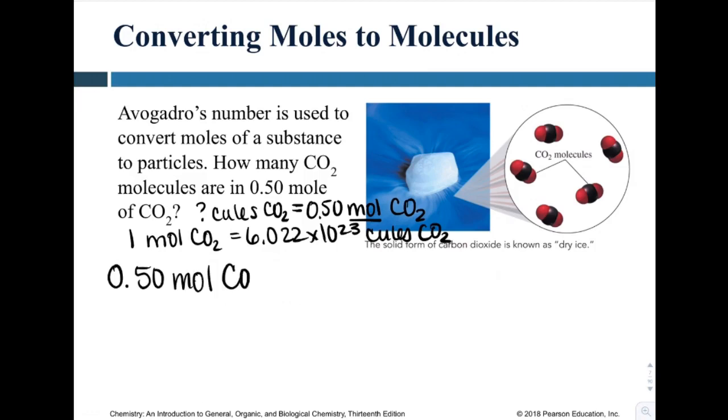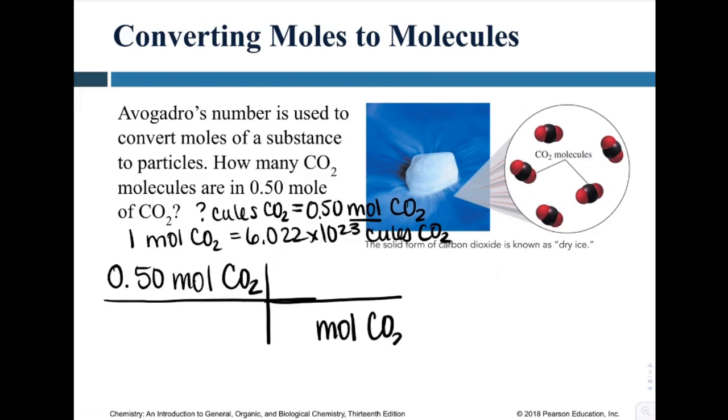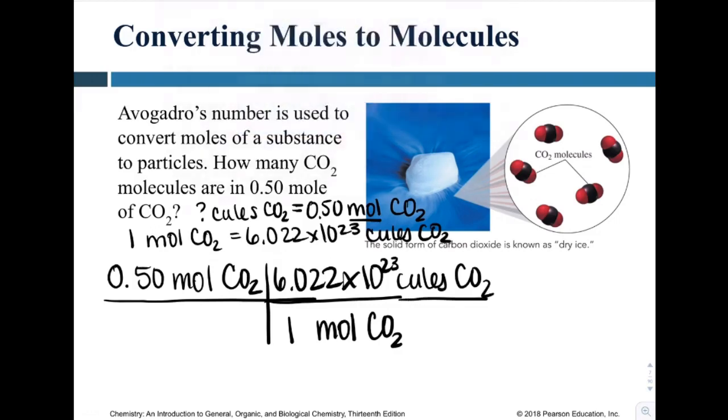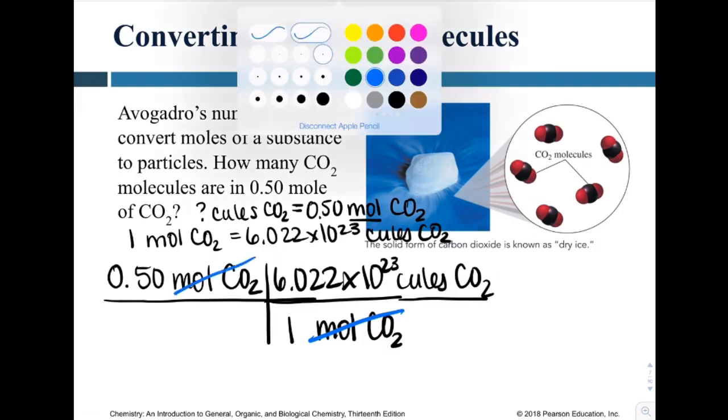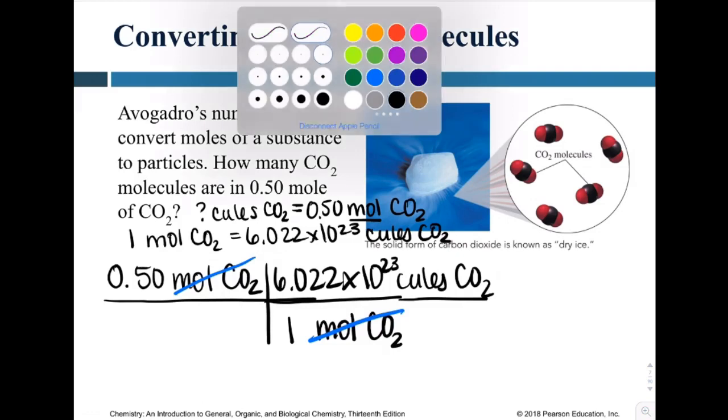Right, so I will place these in your conversion factor, your dimensional analysis, just the way we've done before. So starting with the moles of carbon dioxide, now the moles of carbon dioxide need to go on the bottom. For every 1 mole of carbon dioxide, I have 6.022 times 10 to the 23 molecules of carbon dioxide. My carbon dioxide moles will cancel, and my molecules of carbon dioxide are left to be my final answer.